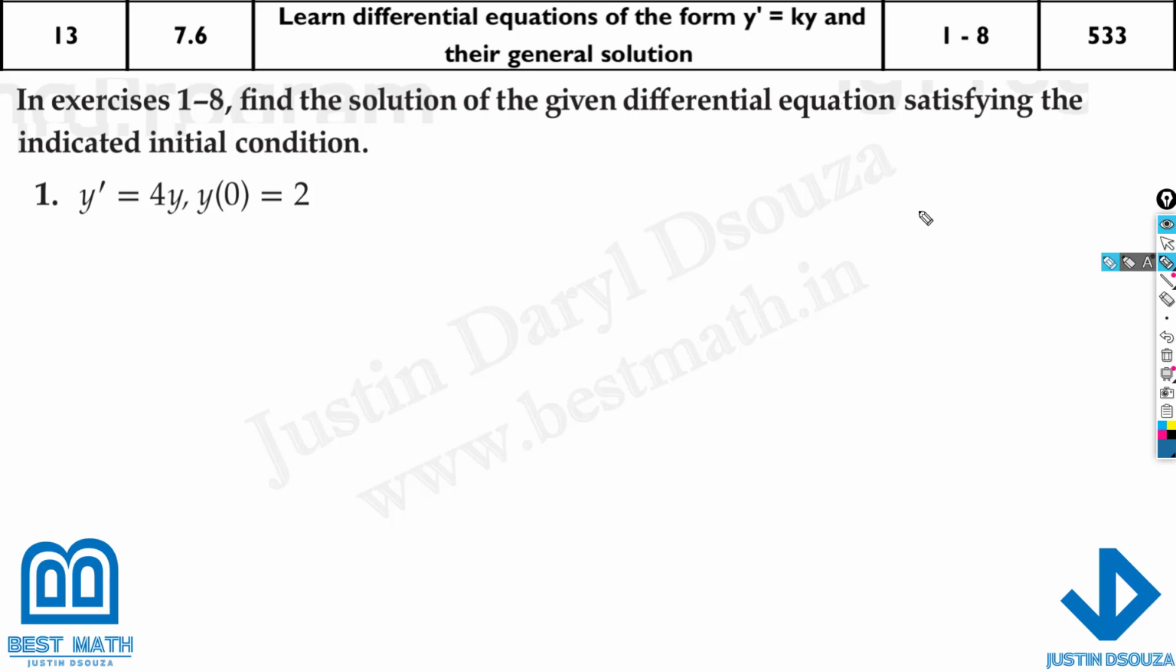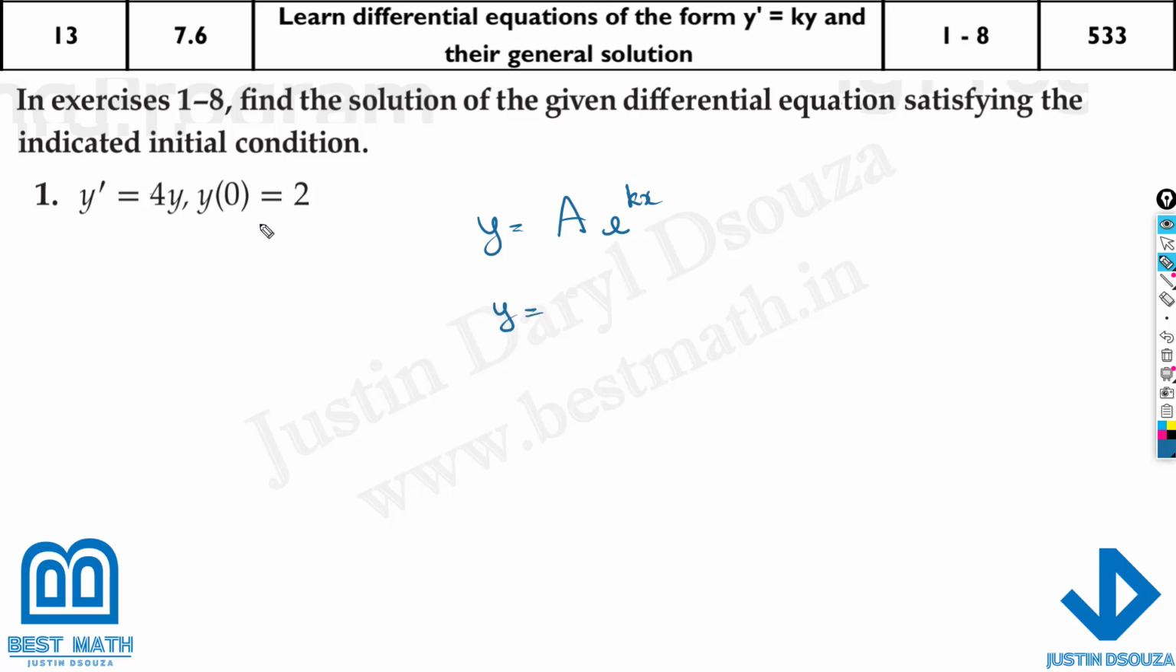Here, you don't need to do anything. Why? Because it's a simple 4x. So just remember the formula: y is equal to a e^(kx). Now, I write in terms of x rather than t. In your textbook, sometimes you might see t. It depends on the options, whatever is given to you.